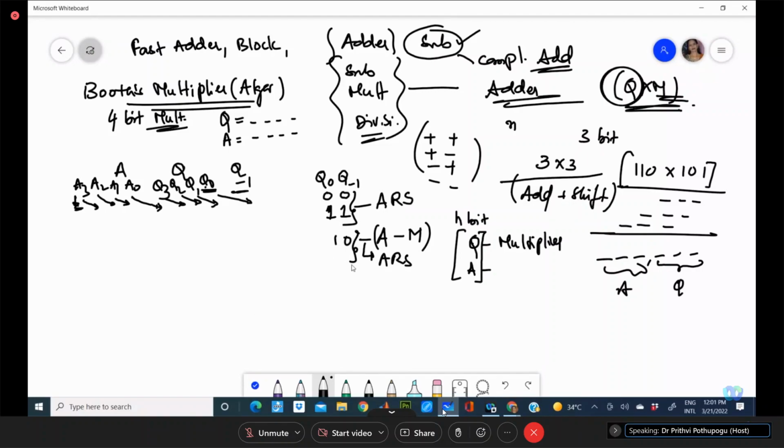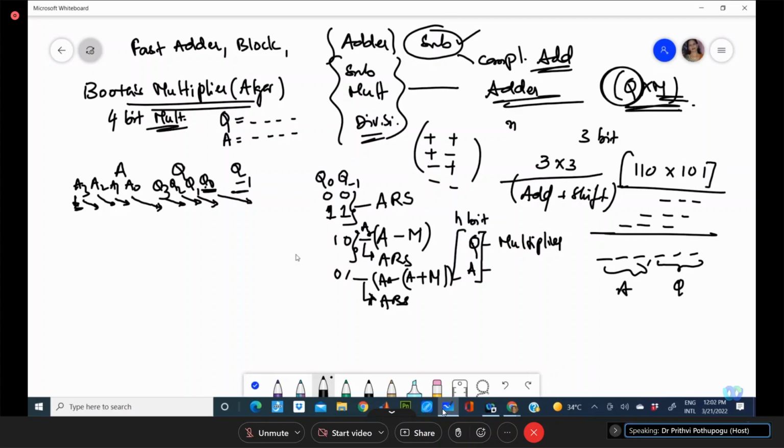If it is 0, 1, Q0 is 0 and Q minus 1 is 1, you do the operation of adding the accumulator value A with the multiplicand, store that in A, and do the arithmetic right shift. These are the operations you will be performing.